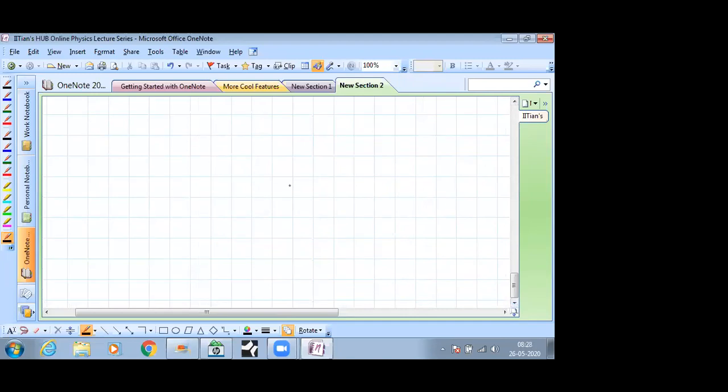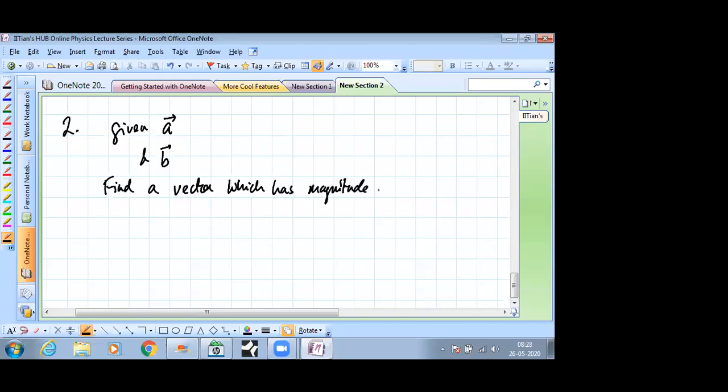Now, the second sum is saying that two vectors A and B are given. Now, we have to find a third vector which has the same magnitude as B but is parallel to A. So, find a vector which has magnitude equal to that of B and direction along A.